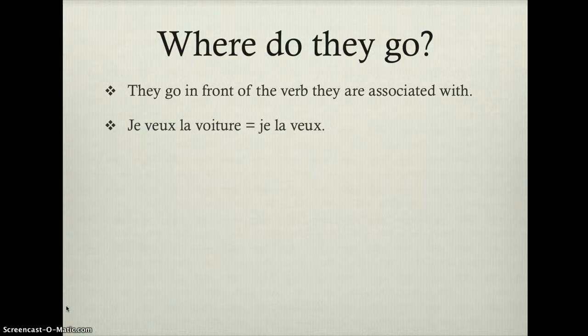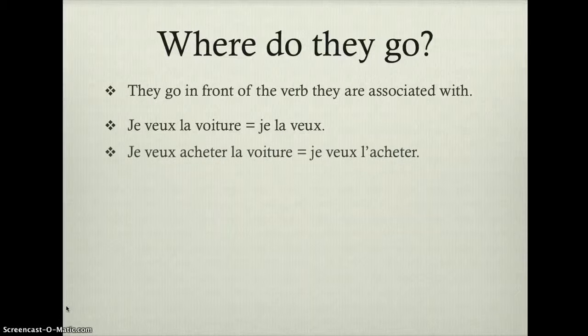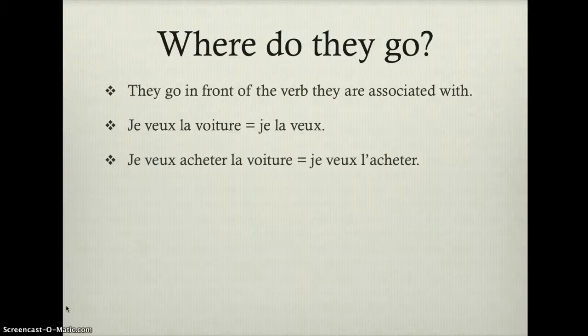Okay? Je veux la voiture. Je la veux. You see, the la goes in front of the verb there. I want it. I want that car. Je veux acheter la voiture. Je veux l'acheter. In this case, it goes in front of acheter because it's associated with buying the car. The first one you say, I want it. Here you say, I want to buy it. Okay? So you can see that it goes with the fact that you want to buy it.